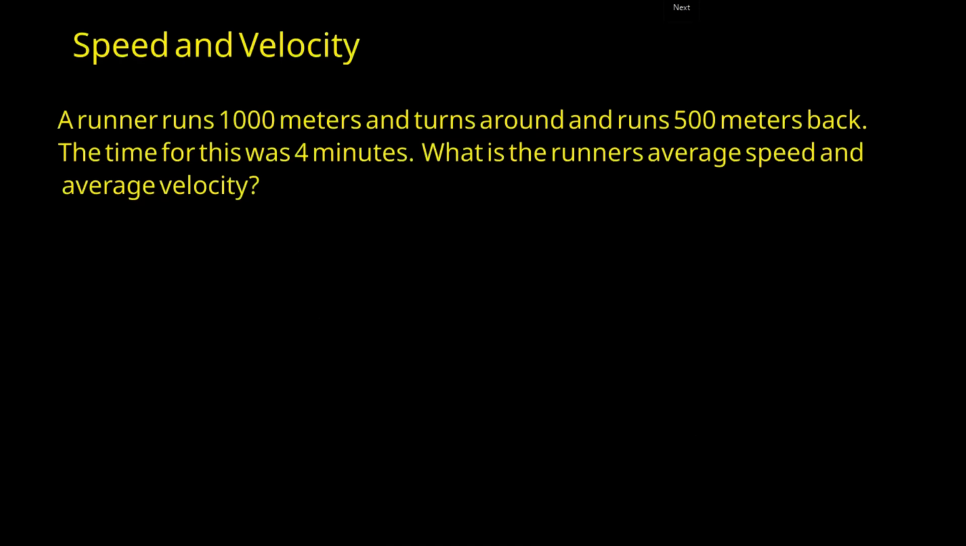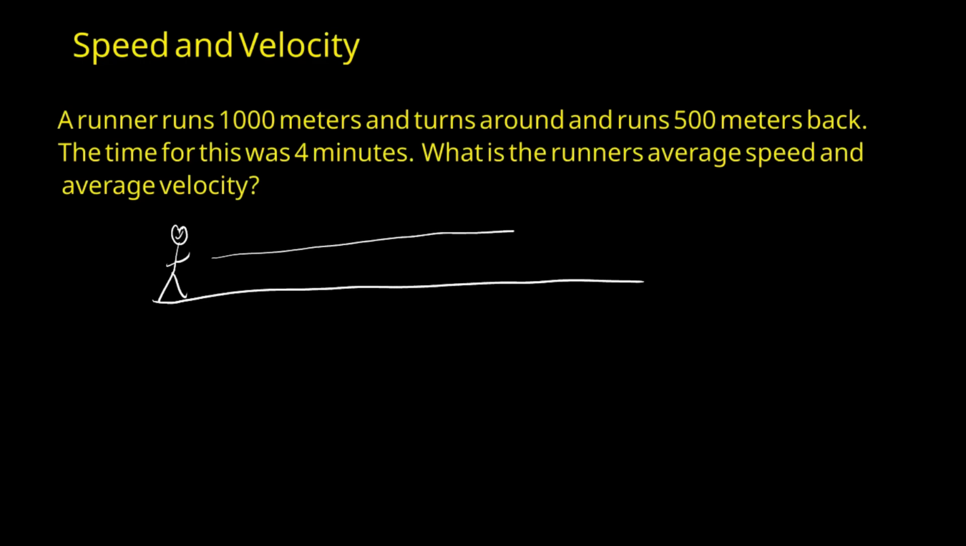Here's a sample problem that helps you to see the difference between speed and velocity. So a runner runs 1,000 meters and turns around and runs 500 meters back. So here's my little guy here, okay? So he's going to run 1,000 meters, then turn around and run 500 back. So if this were 1,000 meters total, so this will be 500 meters here. Speed is the total distance divided by the total time.